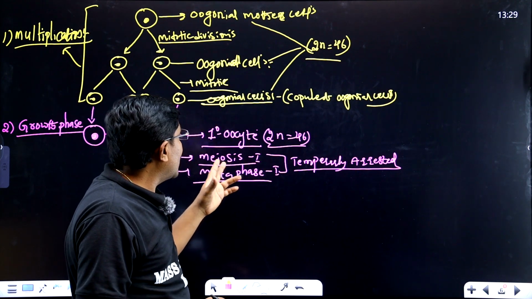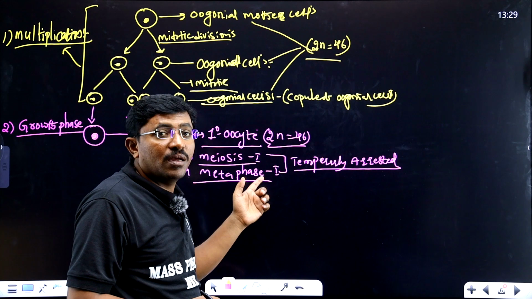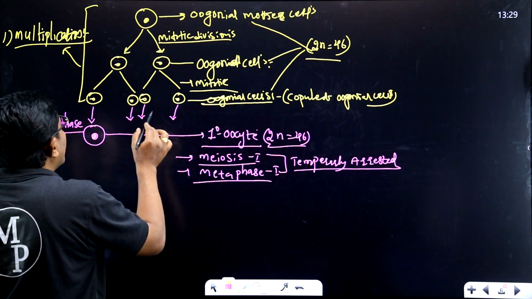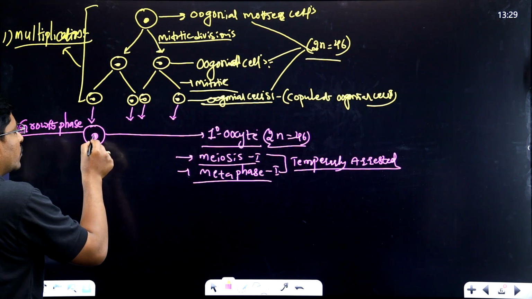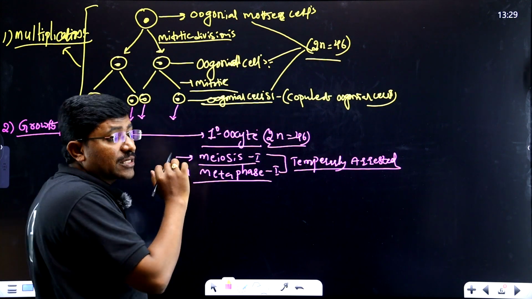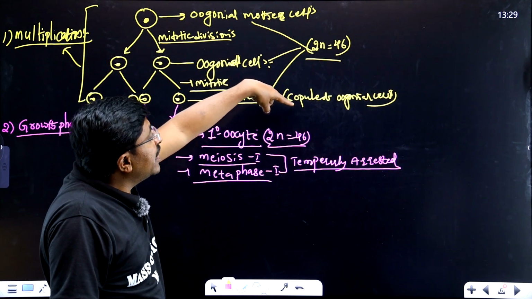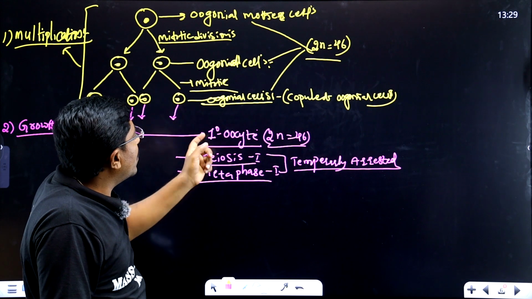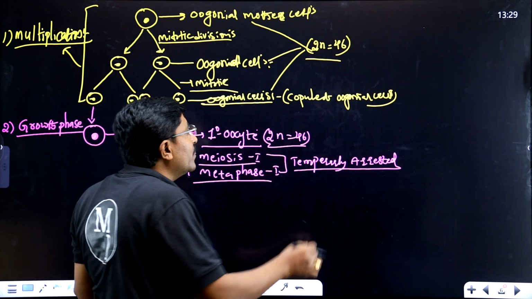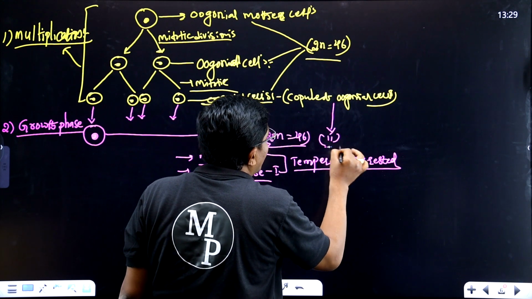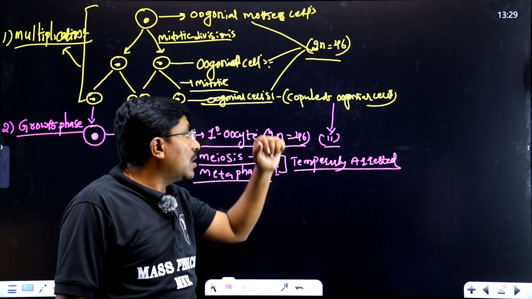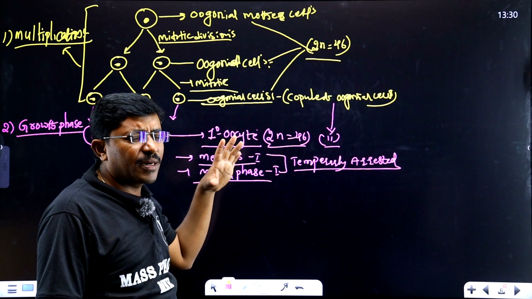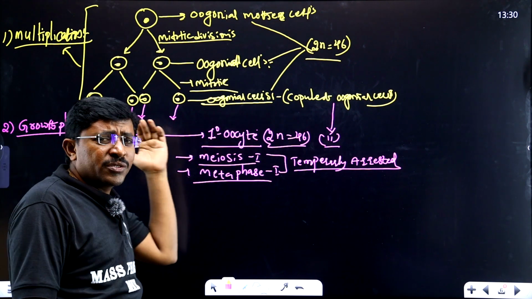After completion of meiosis 1 and metaphase 1, the secondary oocyte will be developed. How many oogonial cells enter into the growth phase? The same number of primary oocytes are formed. For example, a couple of million primary oogonial cells complete the growth phase, then the same couple of million primary oocytes are formed. Understood? In the growth phase there is no mitotic or meiotic division.